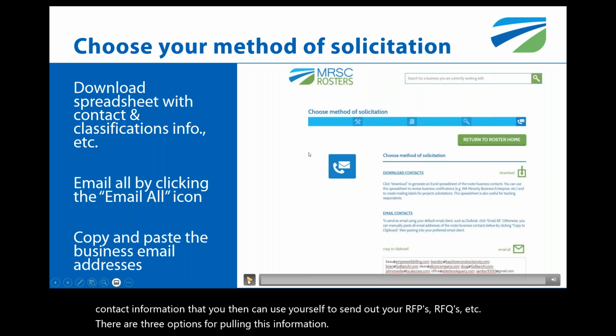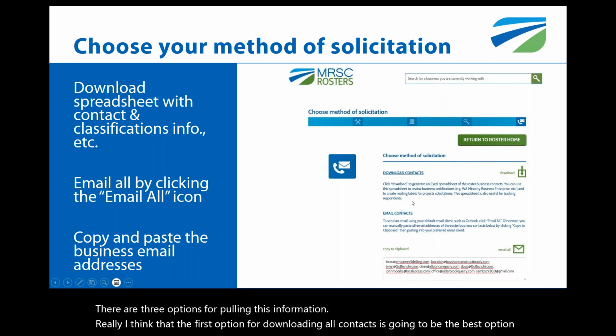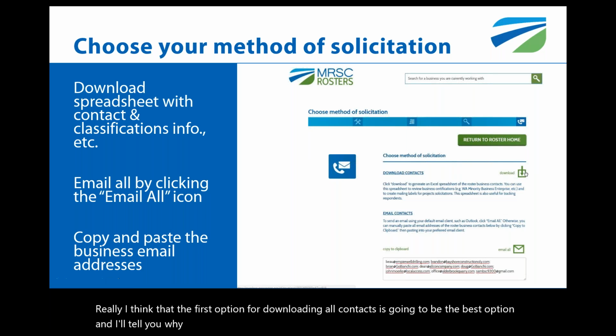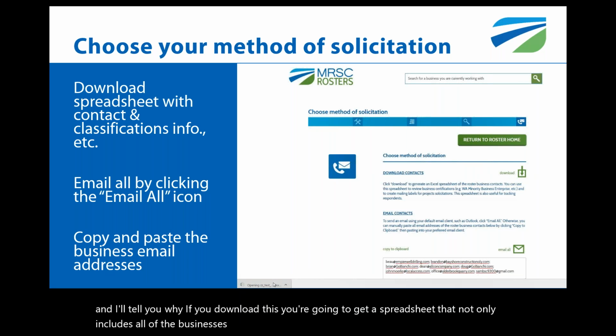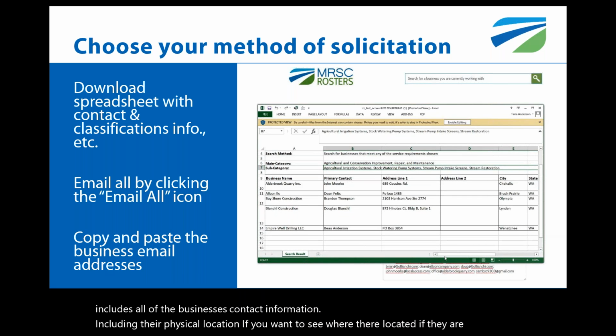Really, I think that the first option, downloading all contacts, is going to be the best option. And I'll tell you why. If you download this, you're going to get a spreadsheet that not only includes all of the businesses' contact information, including their physical location if you want to see where they're located, if they're located near you or not.